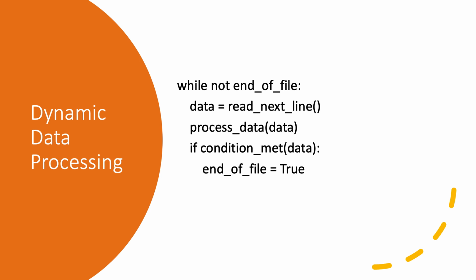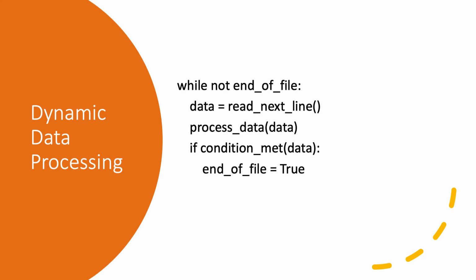This data is then processed using the process data function, which handles the necessary operations on the data, such as parsing, analyzing, or transforming it. And following the data processing step, the loop includes a conditional check if condition met. Now this condition evaluates whether a specific criteria related to the data has been satisfied. If the condition is met, the variable end of file is set to true, which causes the loop to terminate.